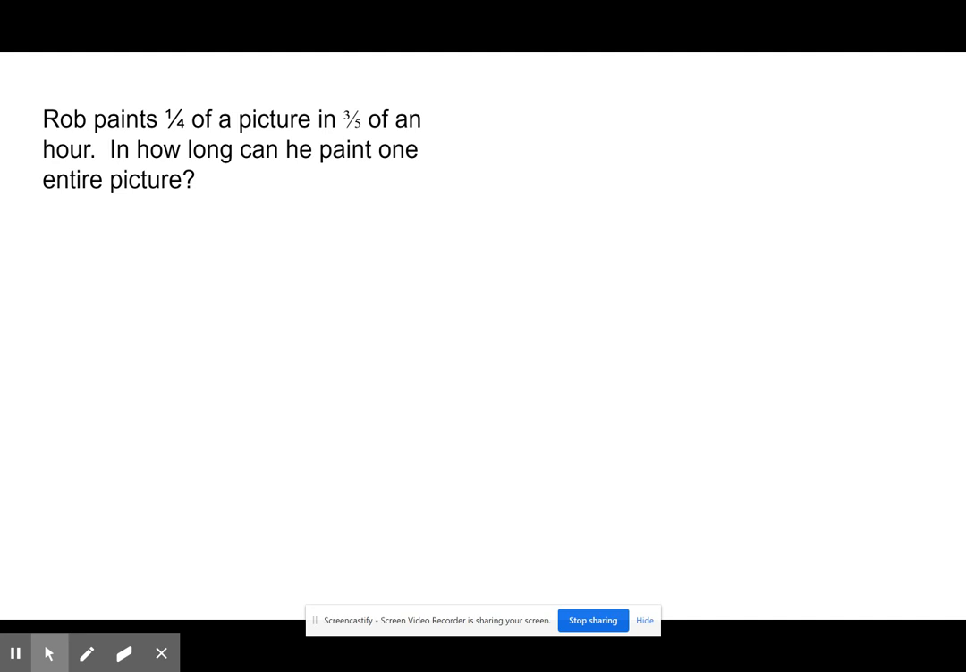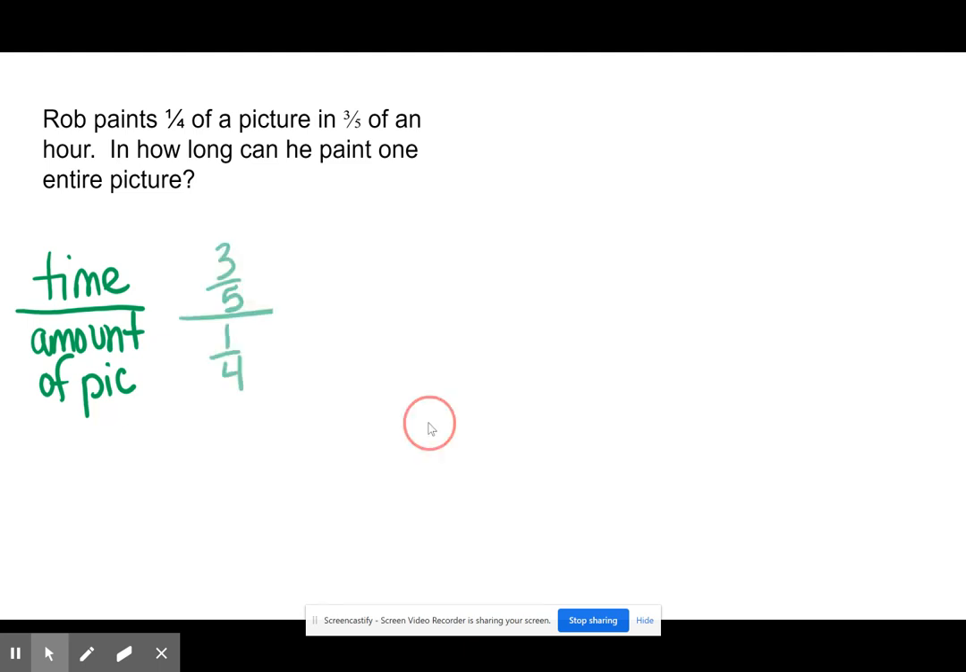Rob paints 1/4 of a picture in 3/5 of an hour. In how much time can he paint one entire picture? That's a unit rate question because it's per 1 picture. So we're comparing time to the amount of the picture because that's what the order of the question is labeled as, time to amount of picture. So that's 3/5 of an hour for every 1/4 of a picture.